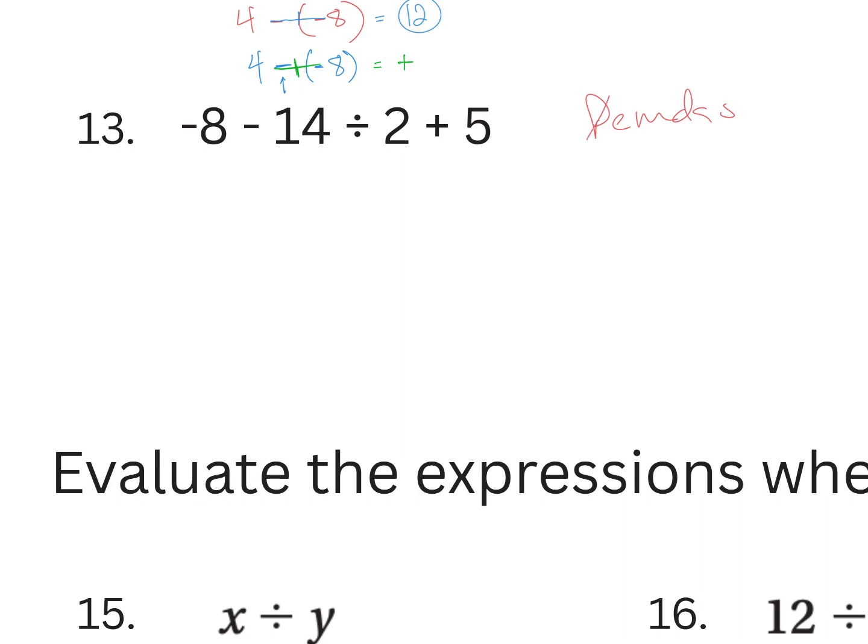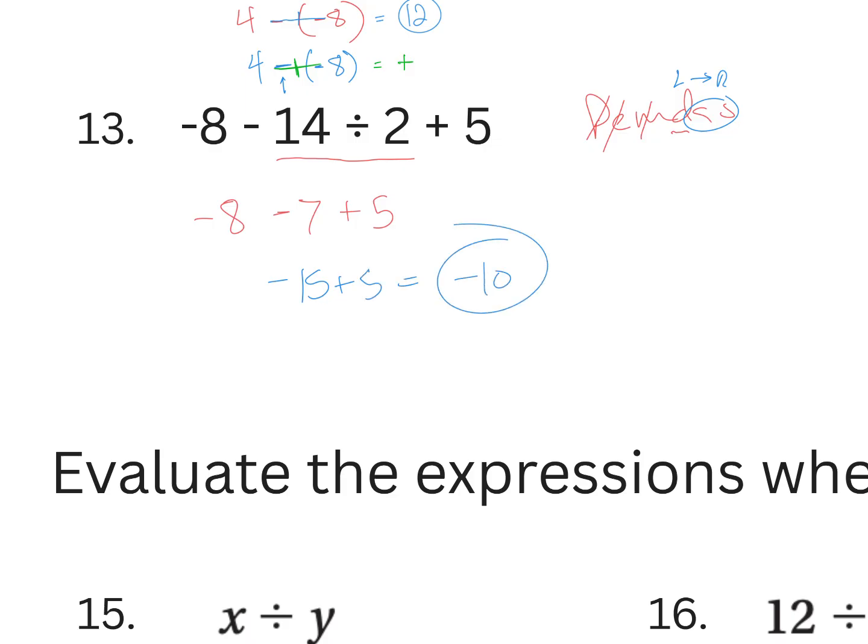All right, 13. Let's write PEMDAS again. We have no parentheses. We have no exponents. We have no multiplying. We have dividing. So let's do that first. Negative 14 divided by 2 is negative 7. And now all we've got left is adding and subtracting. We're just going to go left to right. Negative 8 minus 7 is negative 15. You add 5 to that, you get negative 10.